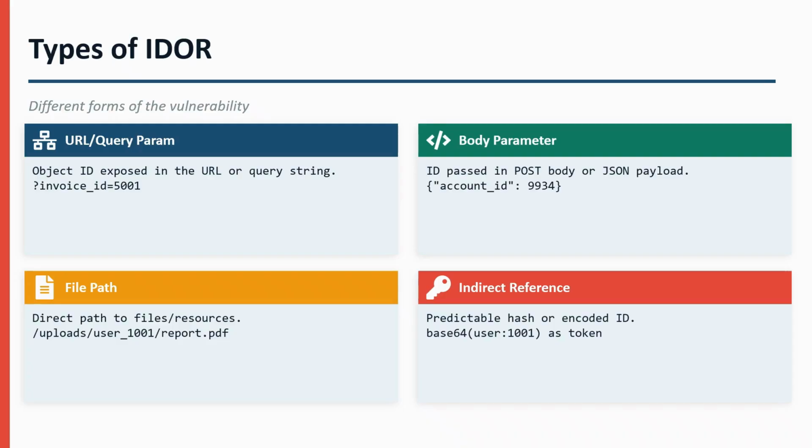Then there is the body parameter IDOR, where the object reference is passed inside a POST request or a JSON payload, such as the one shown on the screen. This is slightly harder to spot, but just as easily exploitable. There's also a file path IDOR, where a user can directly access files by modifying the file path. And finally, indirect reference IDOR, where the ID is encoded or hashed in a predictable way, like a base64 encoded token. Many developers think encoding is the same as security. It isn't.